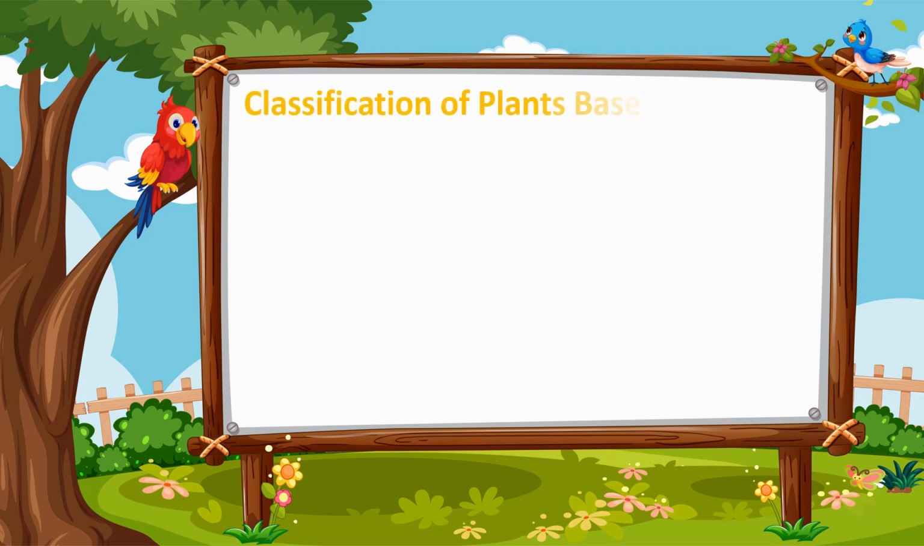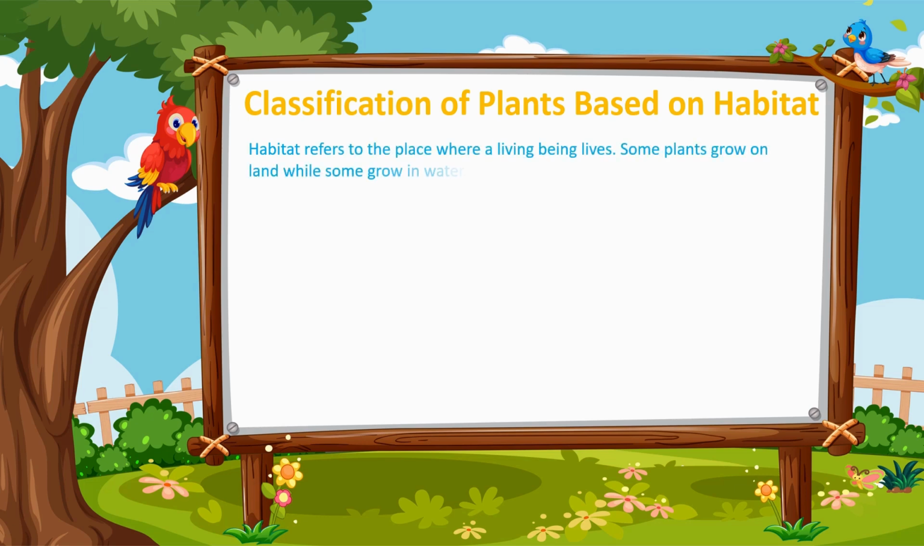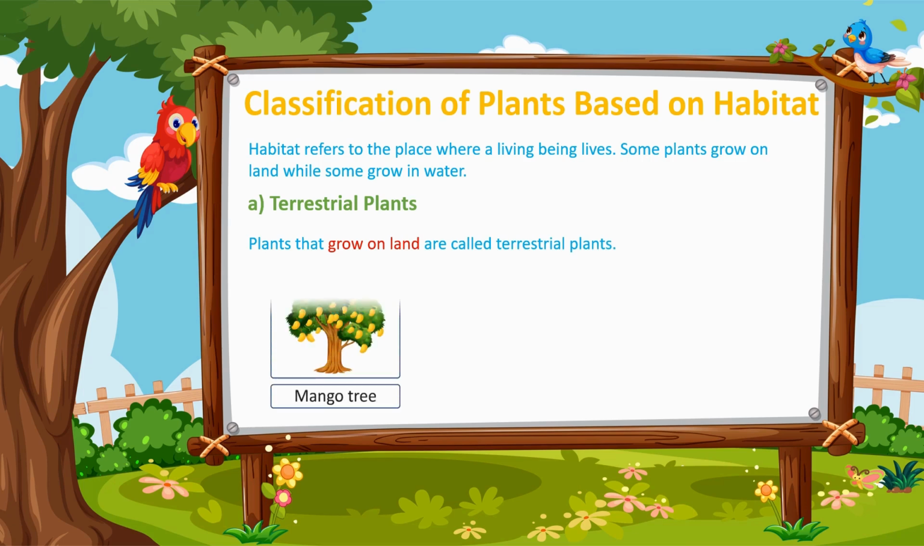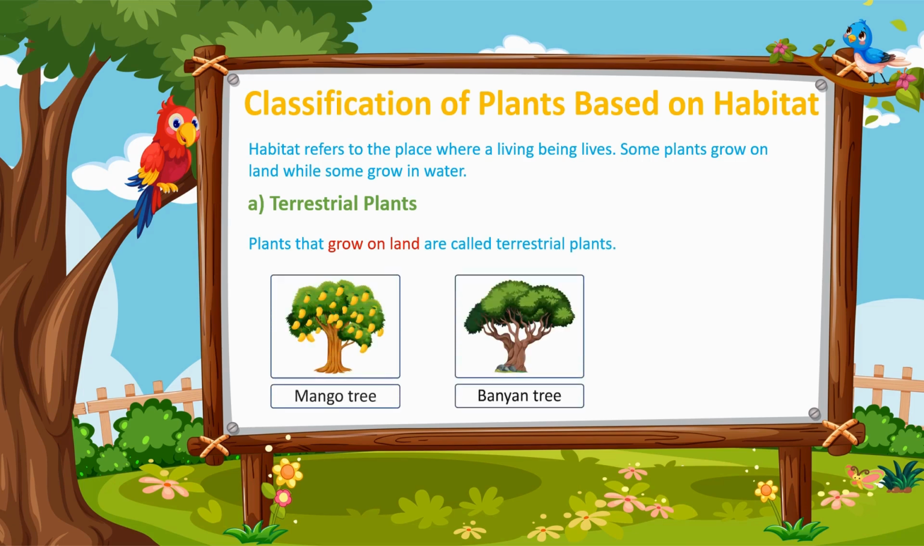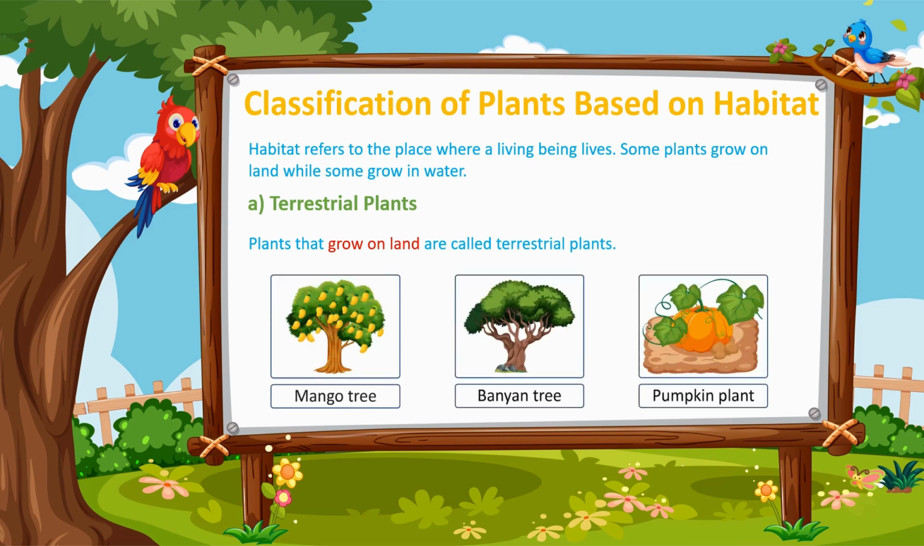Classification of plants based on habitat. Habitat refers to the place where a living being lives. Some plants grow on land while some grow in water. A. Terrestrial plants. Plants that grow on land are called terrestrial plants. Mango tree, banyan tree, pumpkin plant.